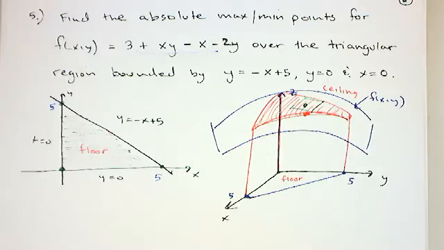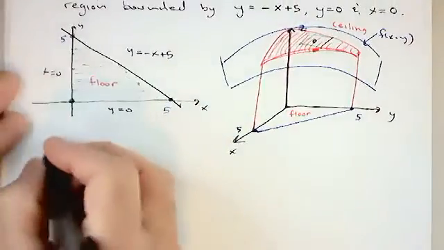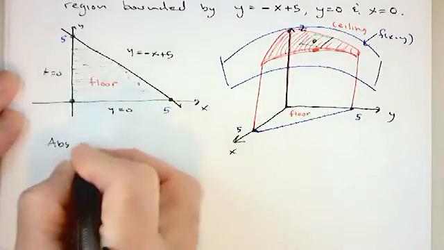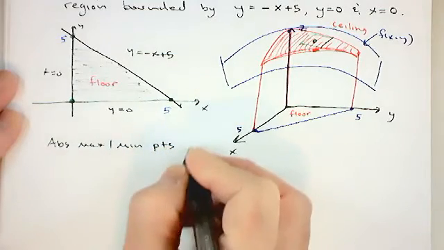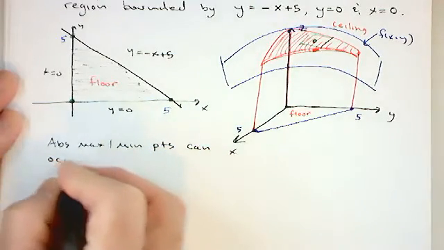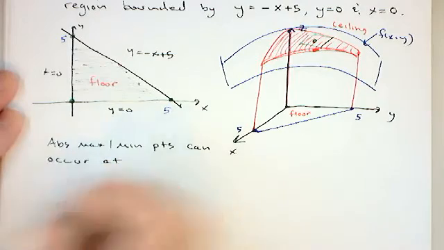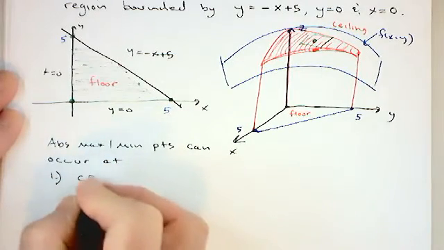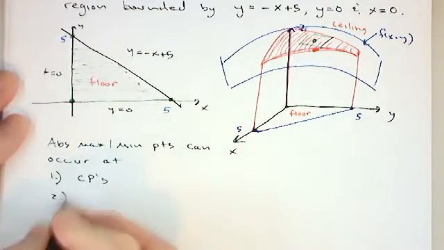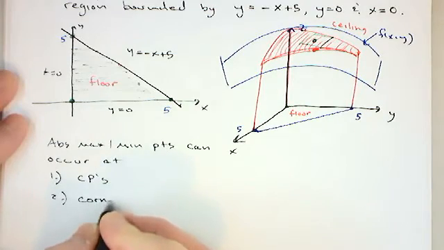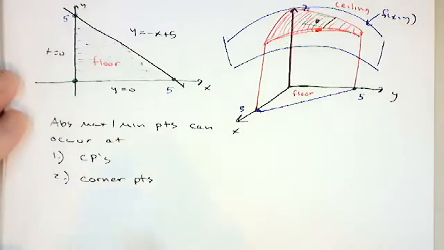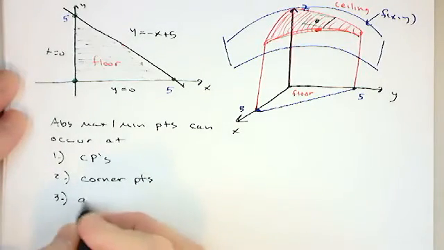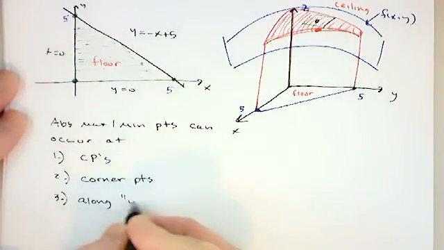Okay, these problems are tedious, so let me write down what we just talked about. Absolute max and min points can occur at: 1, critical points, and we know how to find those; 2, corner points, we have all of those; and then 3, along what I call the walls.